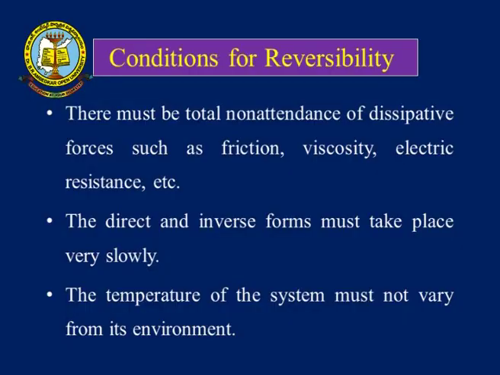And another condition for reversibility is that the temperature of the system must not vary. That means throughout this thermodynamic process, the temperature should remain constant, it should not vary from the environment. So these are the three minimum conditions which we require in order to get the reversible process. The first condition is the non-attendance of dissipative forces such as friction, viscosity, electric resistance. In the absence of these frictional forces, the thermodynamic process can be reversed. That is one condition which we require.